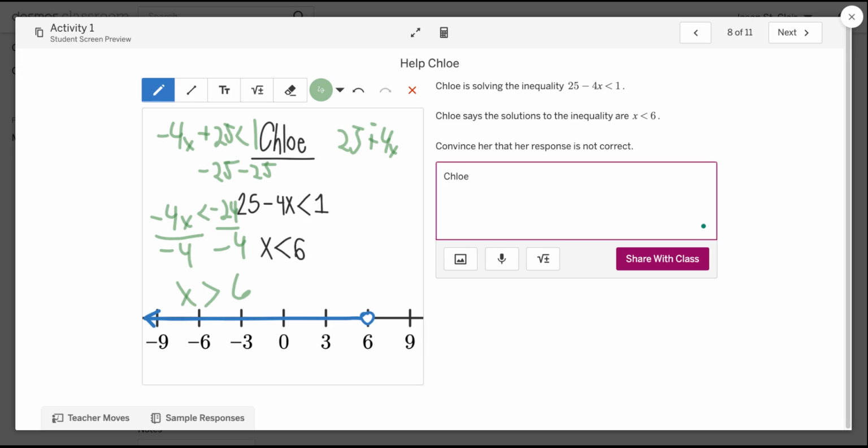So Chloe has to remember to flip the inequality sign whenever we solve and have to multiply or divide both sides by a negative.